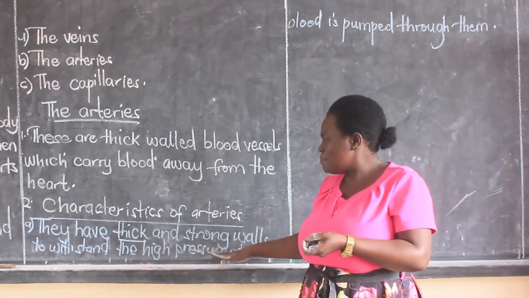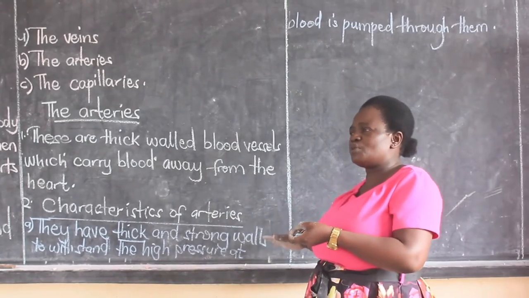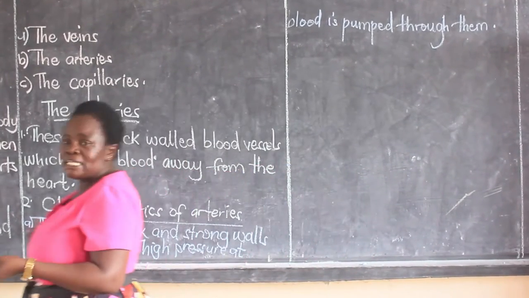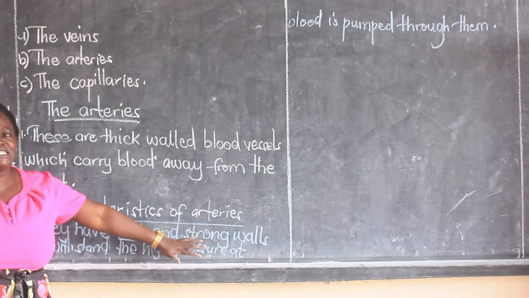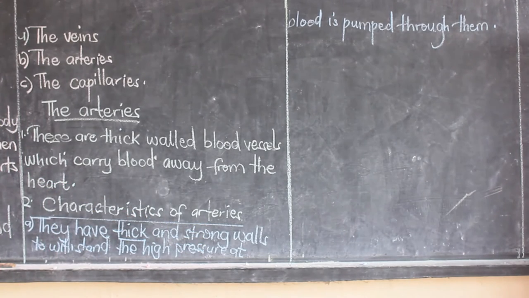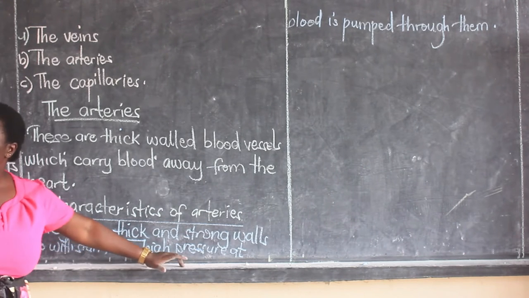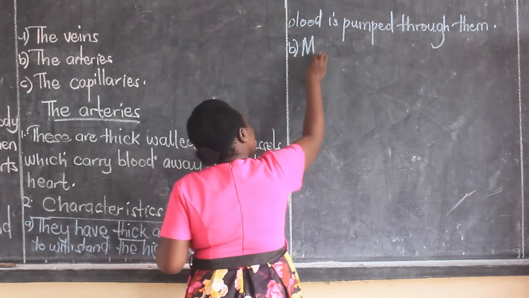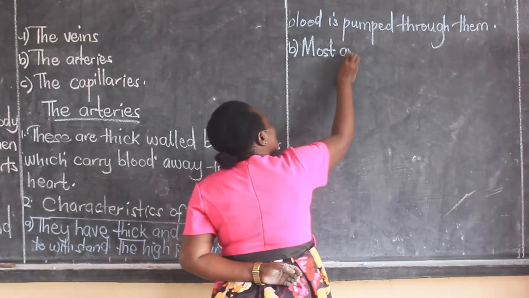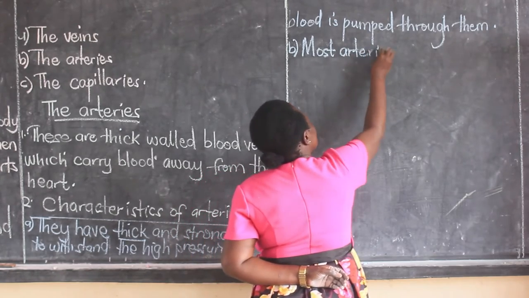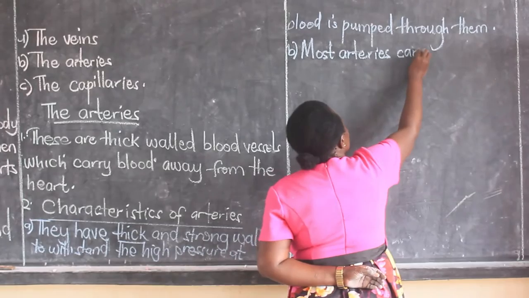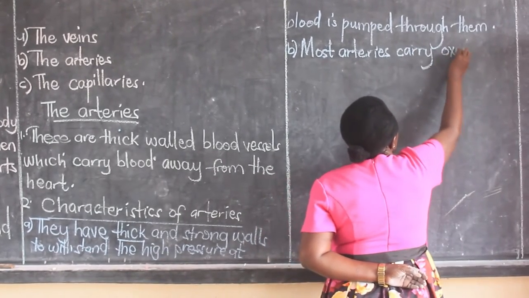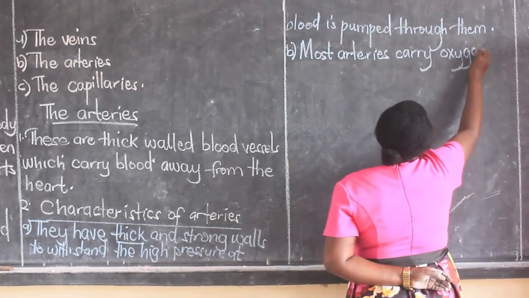If you don't remember to say to withstand the high pressure of blood, you can always say it is made up of thick walls because it carries oxygenated blood. Then we are going to look at another characteristic. Most arteries carry oxygenated blood. Actually, I've already talked about it. It is going to be our second characteristic, that most arteries carry oxygenated blood.